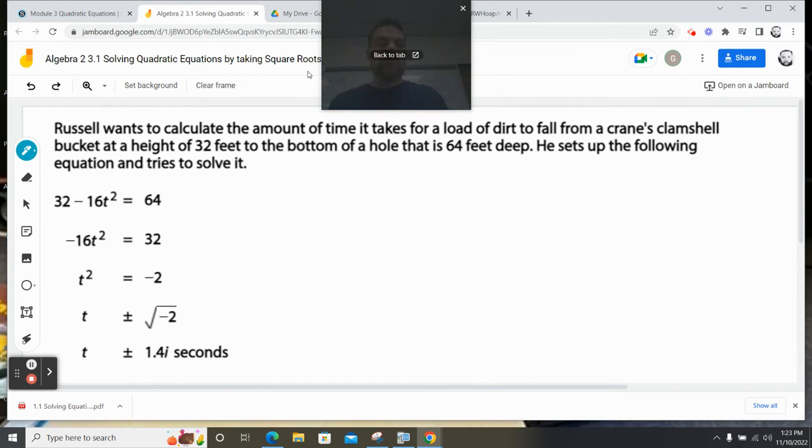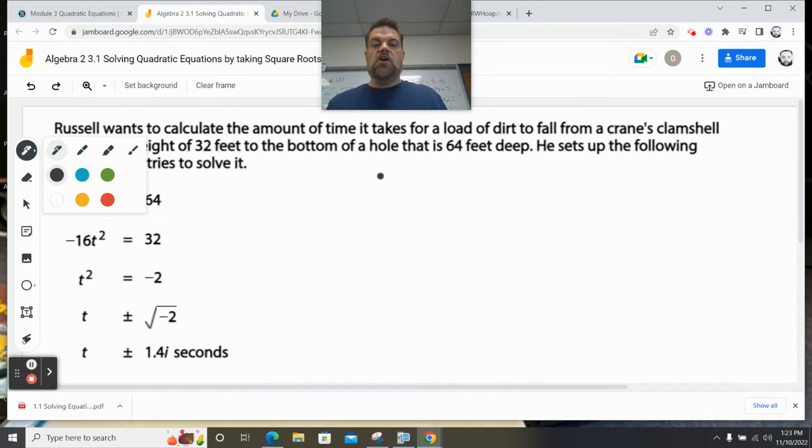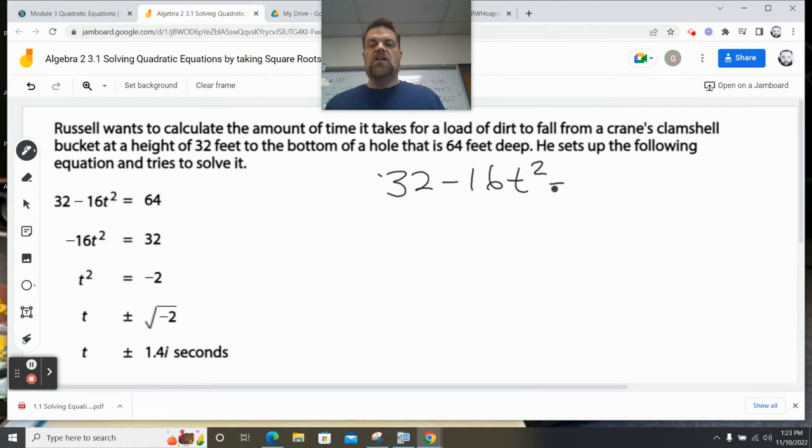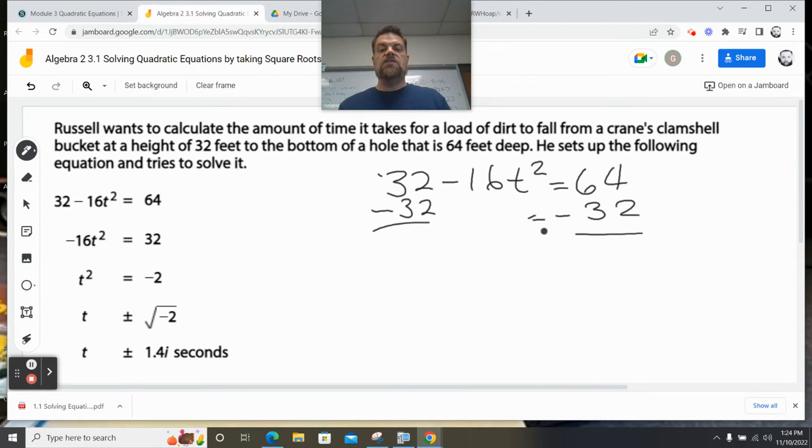So I'm just going to start with step one and solve. So I'm going to say, okay, 32 minus 16t squared equals 64. What do you think the first step to do is? Yep. I'm going to subtract 32. Whatever I do on one side, I have to do to the other. And so then I get negative 16t squared is equal to, what's 32 subtracted from 64?